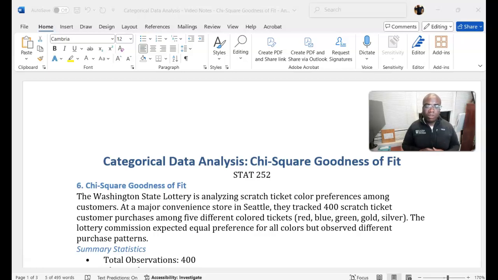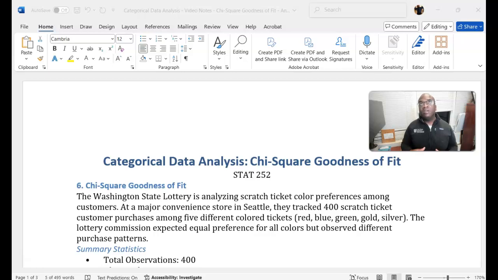All right. So the Washington State Lottery is analyzing scratch ticket color preferences among customers. At a major convenience store, just one store in Seattle, they tracked 400 scratch ticket customer purchases among 5 different color tickets. What they're trying to say is that, based off of the customer, they find out what their favorite color ticket would be. The Lottery Commission expected equal preference for all colors, but observed different purchase patterns.